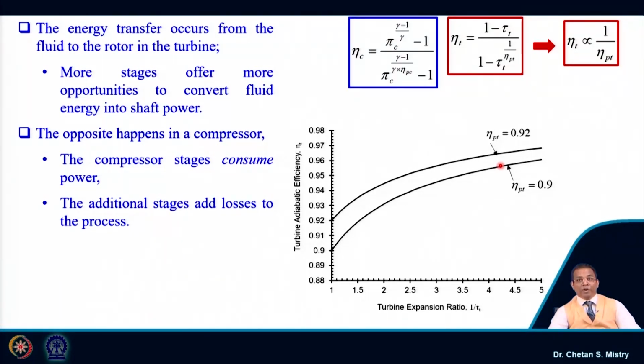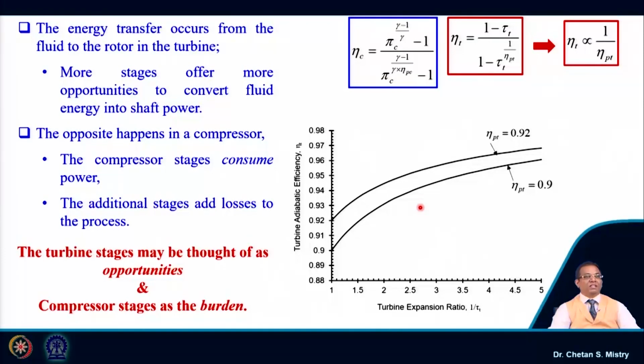So, if you recall the plot we have seen for my compressor, with the increase of my pressure ratio, we will have a decrease in adiabatic efficiency, and that is the reason it is rightly said the turbine stages may be thought of as an opportunity, while more number of compressor stages can be considered a burden, but you have no choice here for the compressor.